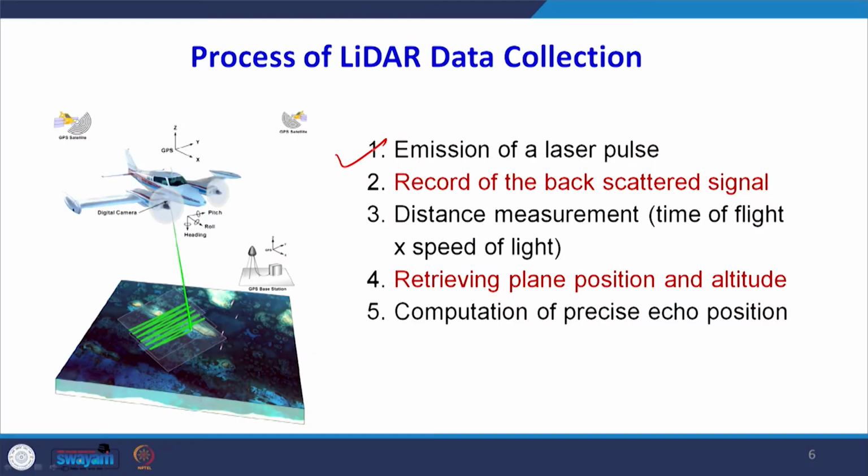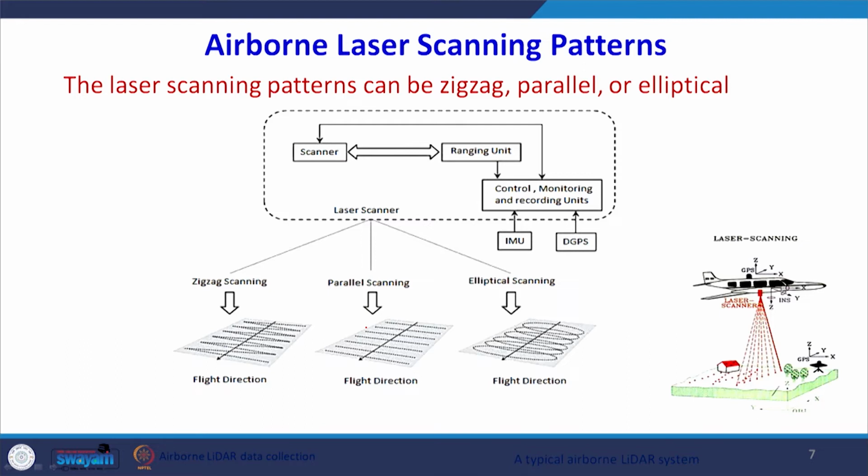Now, what are the processes which are involved in the data collection? So we can see that there are several steps which are listed over here. Emission of laser pulse will be emitted by the device which is mounted on this platform. It will record the backscattered signal from the object. Then the distance measurement will be carried out, measuring the phase difference or the time of flight, and then you are retrieving the position of the plane and the altitude, and then you are doing the computations part of it. So these are the steps which are involved.